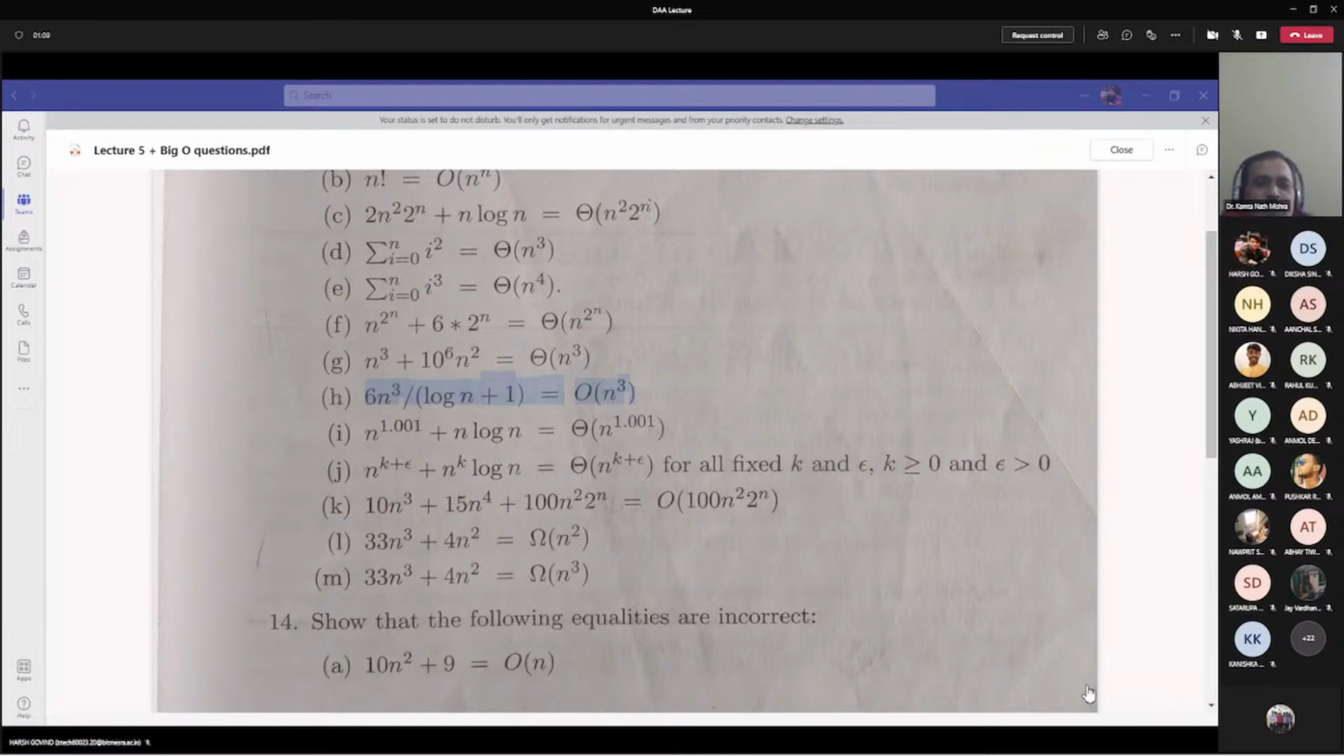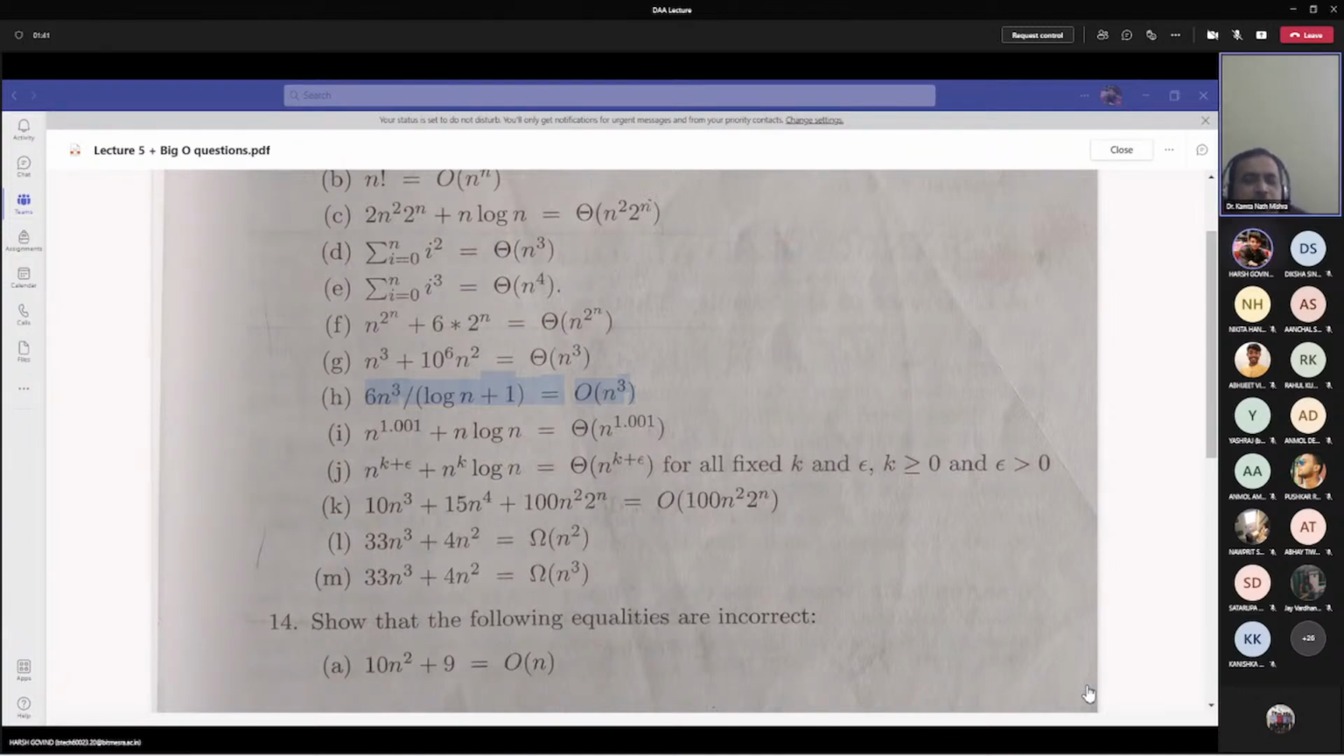Now you take n equals to 2. So if n is 2, then F1 is 6 into 2 cube, 48. And F2 is? 1.3010, because log 2 is 0.3010. And F3 is 1 upon 1.3010, means less than 1.